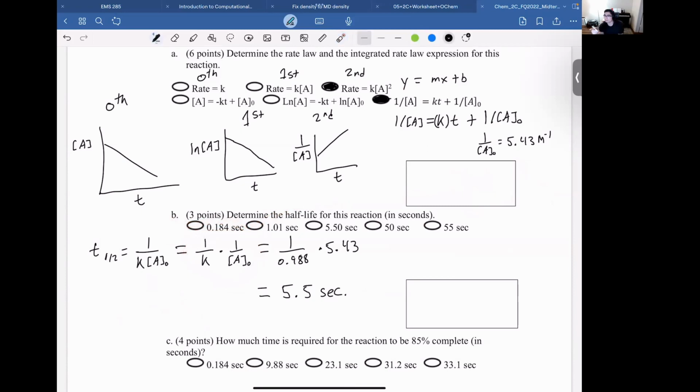Any other questions? Okay, someone said thanks. If it was first order, would the thing that gives you a straight line be ln of something? Yes, that's correct.